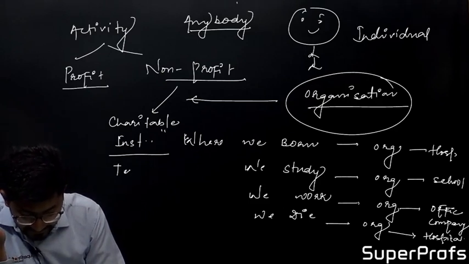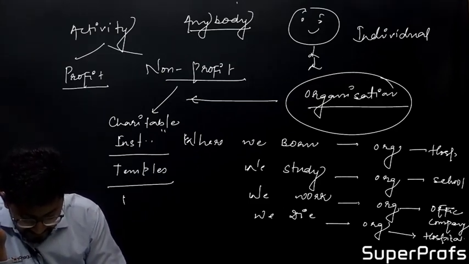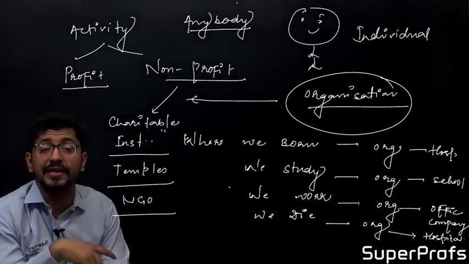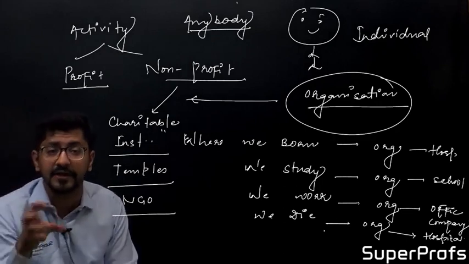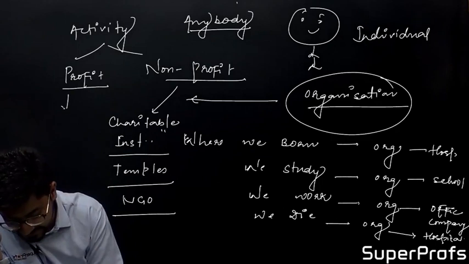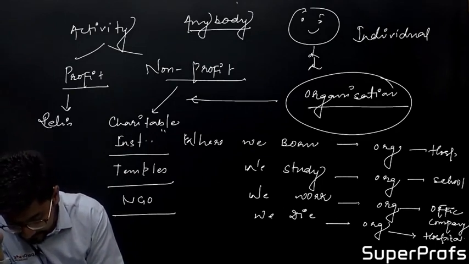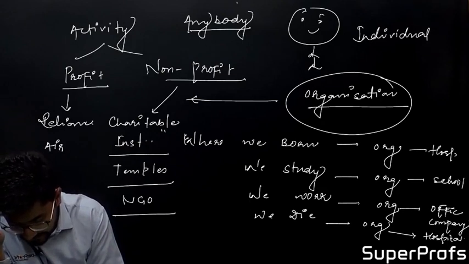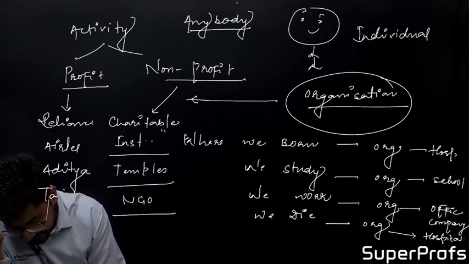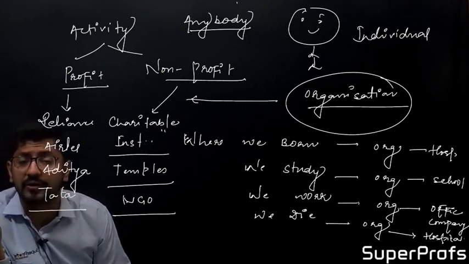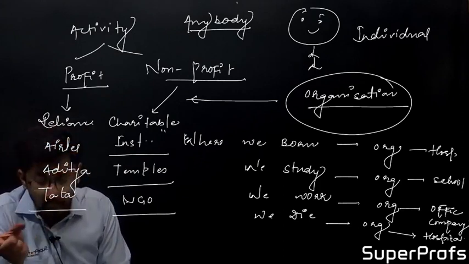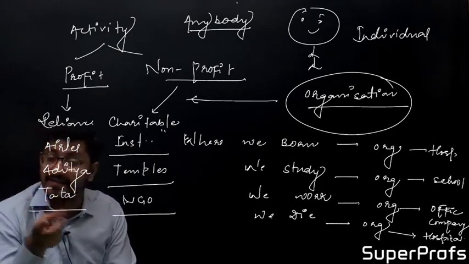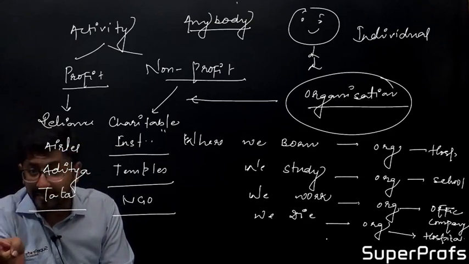Second, temples, NGOs. These are the organizations working not for profit, but they are serving the society for the welfare of mankind. And there are organizations like Reliance Communications, Airtel, Aditya Birla Group, Tata, and many more. These are working for a profit. The main aim is to earn a profit. So organizations are classified into two types: earning profit and not for earning profit.